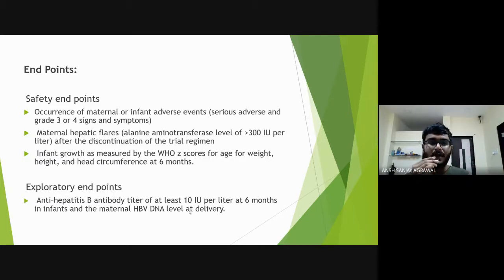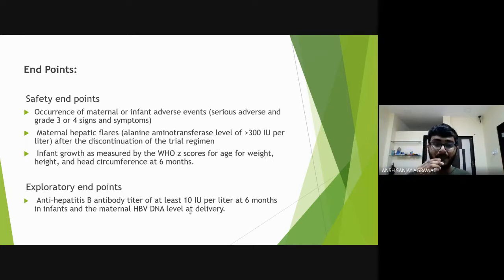So in this, serious adverse events and grade 3 or 4 signs and symptoms. So what do I mean by grade 3 or 4 signs and symptoms? There was a division of AIDS table which the researchers have referenced, in which there is a classification of grades of the adverse symptoms. So grade 3 is severe and grade 4 is life-threatening.